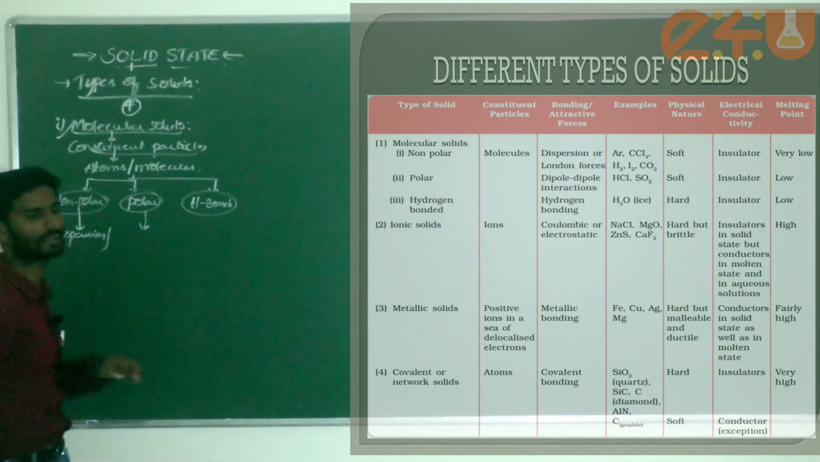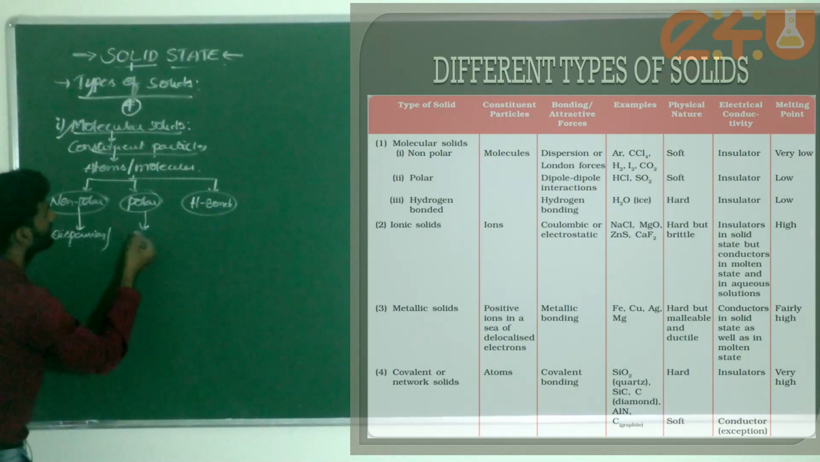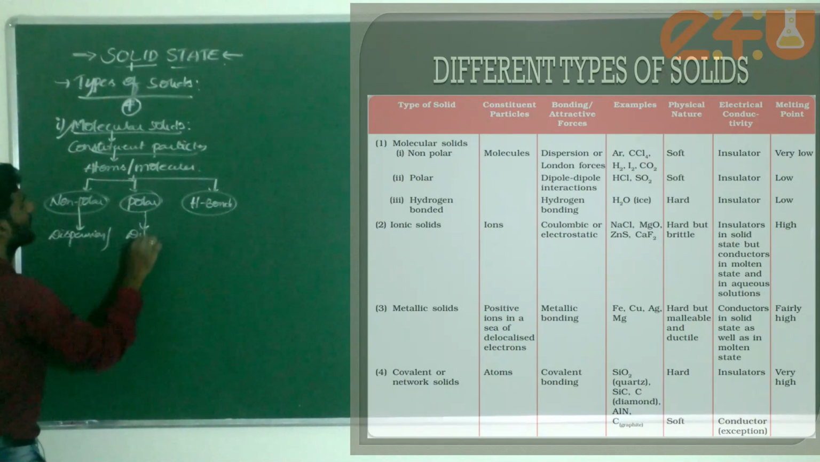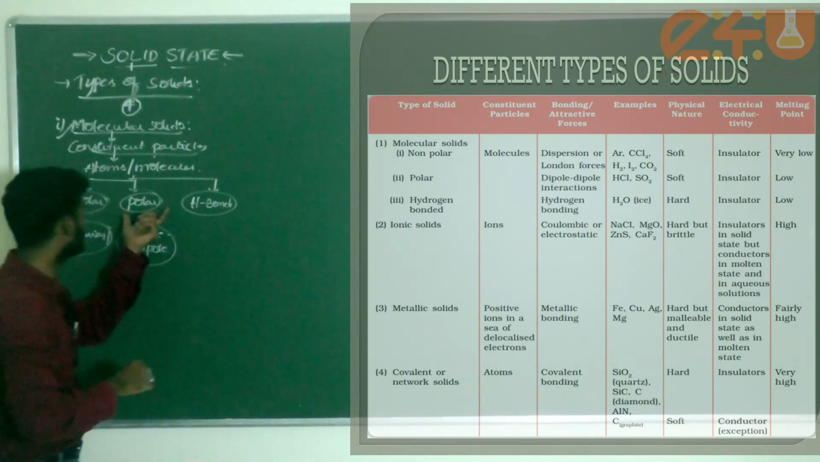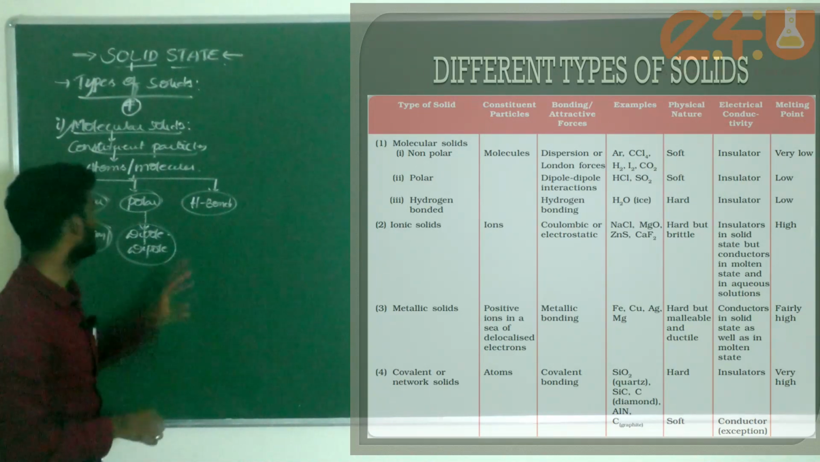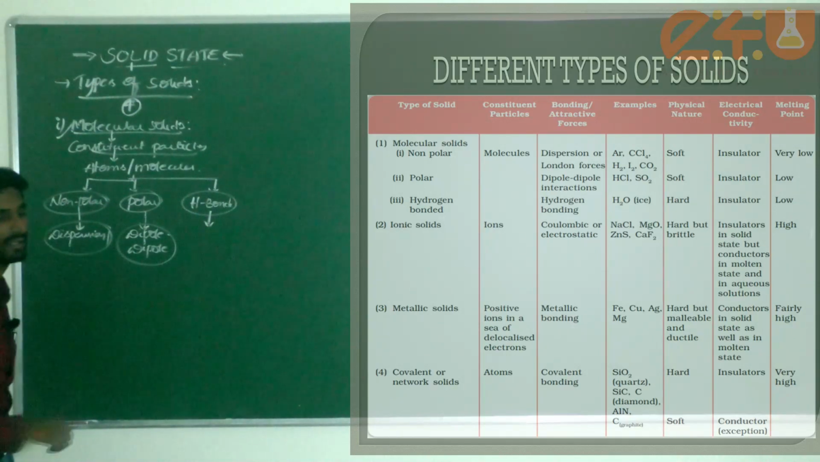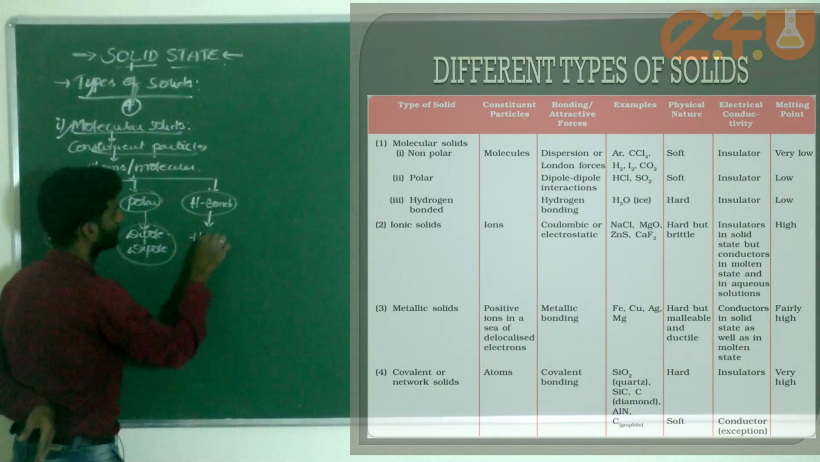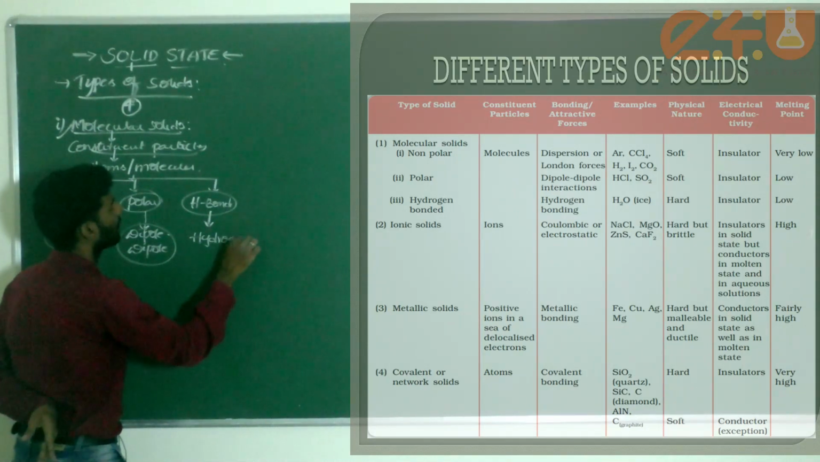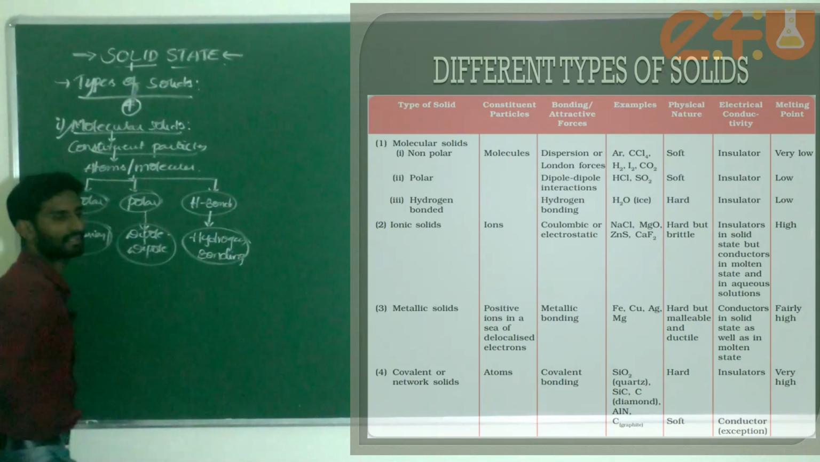For example, if you take a polar molecule, what is poles? Poles means what, dear students? Charges. Dipole forces will be acting between the atoms in what type of molecule, dear students? Polar molecule. But in case of hydrogen bond, what type of bond is present, dear students? Hydrogen bonding. Am I correct or not?